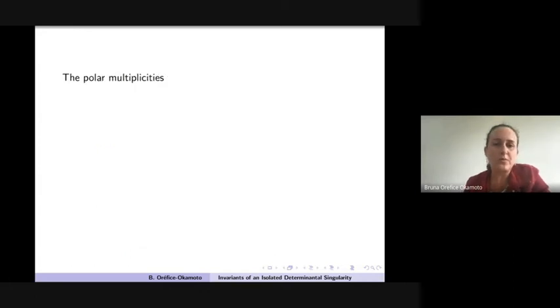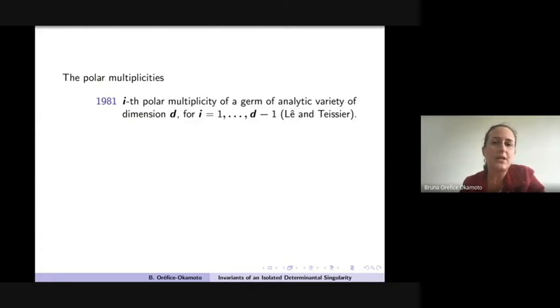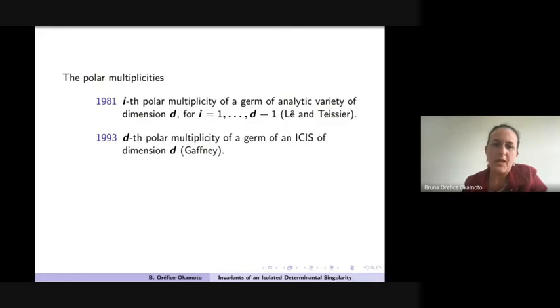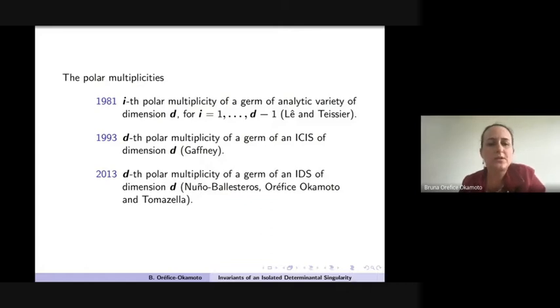And we have also the polar multiplicities. In 1981, Lê and Teissier defined the i-th polar multiplicity of a germ of analytic variety with dimension d, for i going from 1 to d minus 1. In 1993, Gaffney defined the i-th polar multiplicity of an ICIS. And also in 2013, we defined the i-th polar multiplicity of an IDS of dimension d.